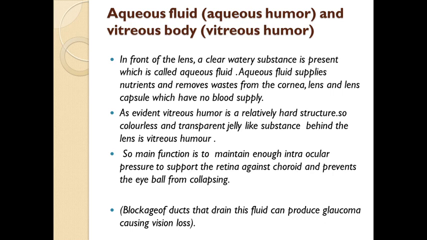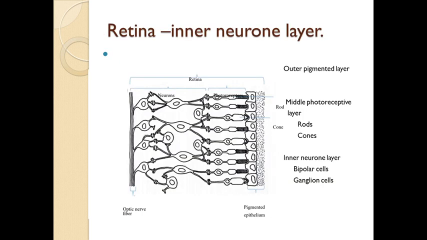Blockage of the ducts that drain this fluid means the aqueous fluid can produce glaucoma, causing vision loss. Aqueous fluid is secreted by the epithelial layer of the ciliary body, and when the ducts that drain this fluid are blocked, that can produce a condition called glaucoma, causing vision loss. Then the inner neuron layer, which is the retina.